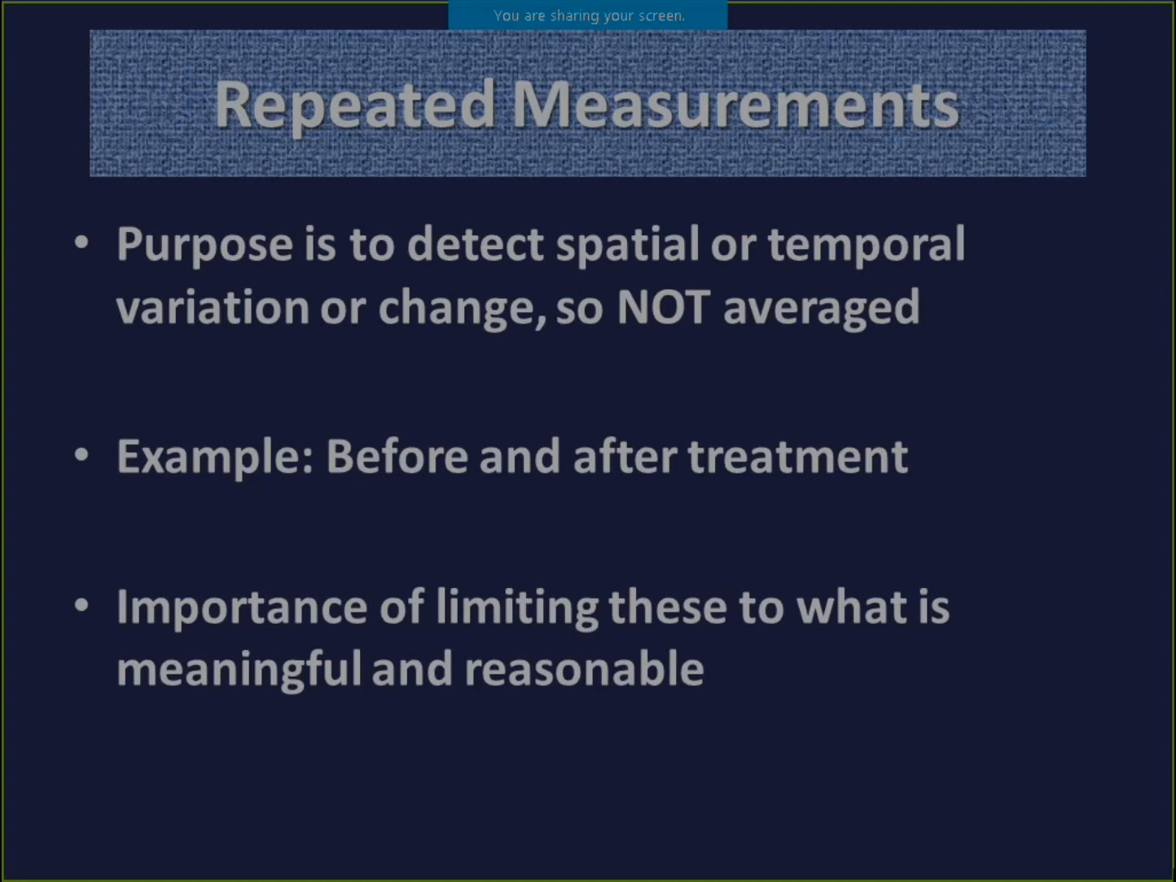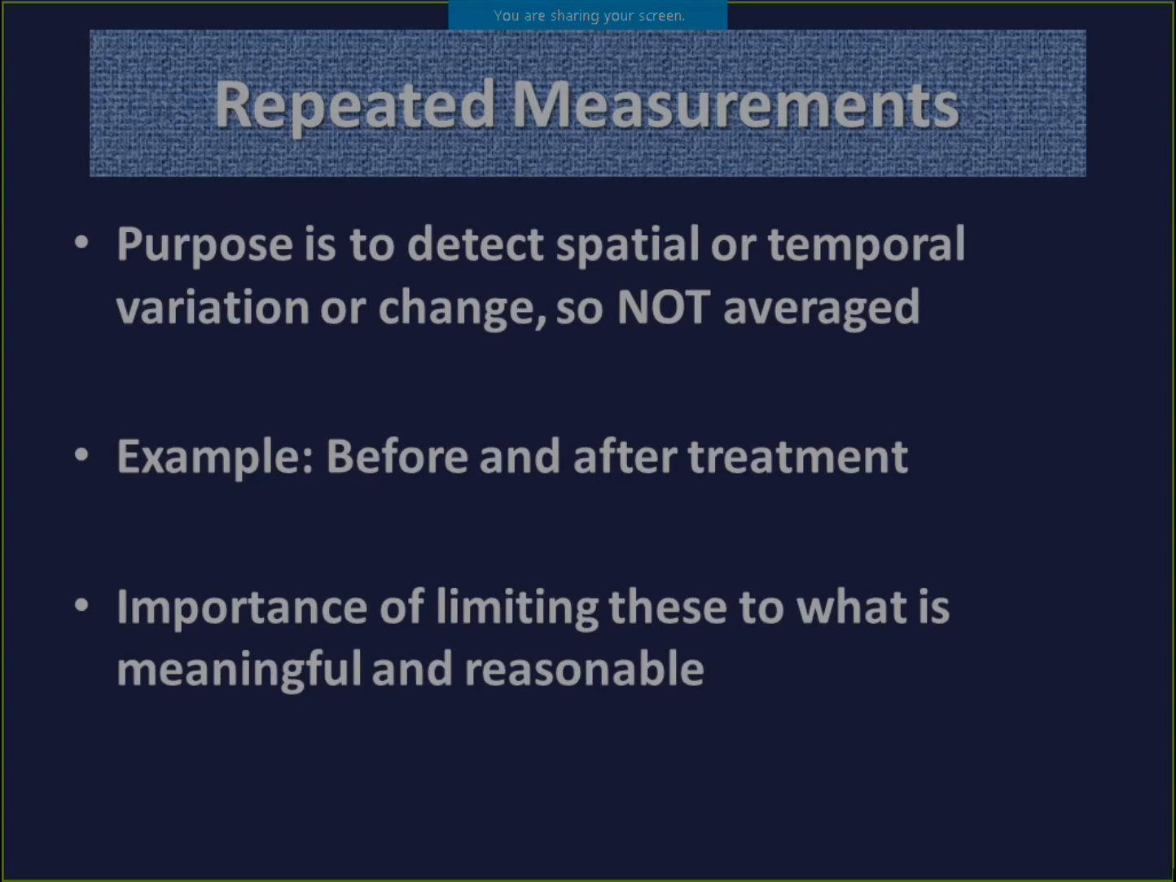Now, how many do we do? It depends on the importance and the expected significance of the time and space differences and the likelihood of there being a measurable difference, or at least one that matters. So these should be limited to what is really likely to be important. And so you're going to want to have clear rationale for any repeated measurements that you're taking. You want to have a number that's both reasonable and productive.